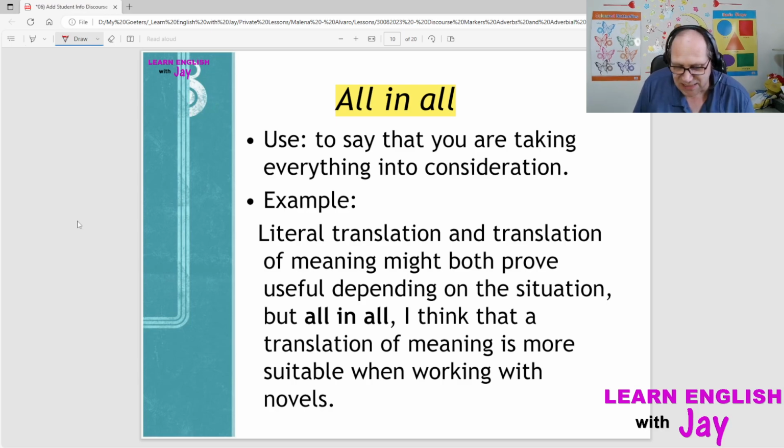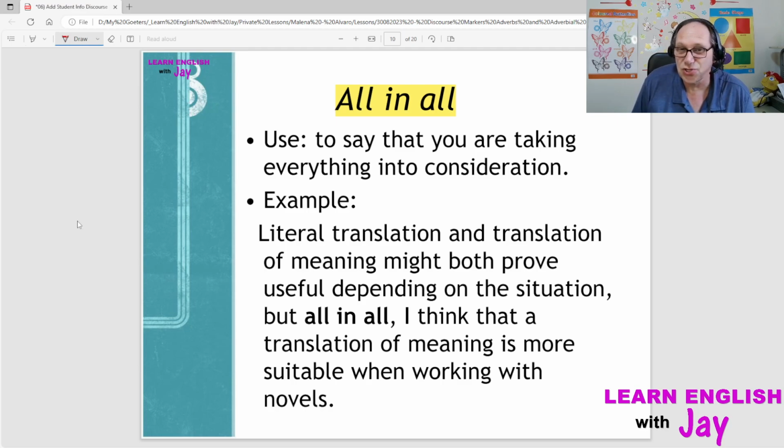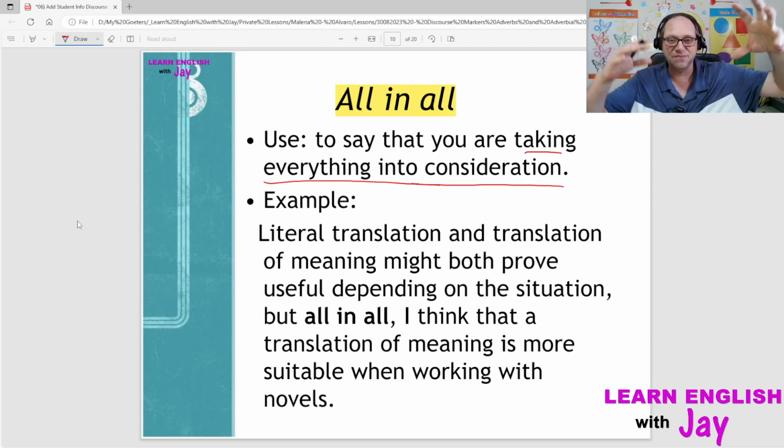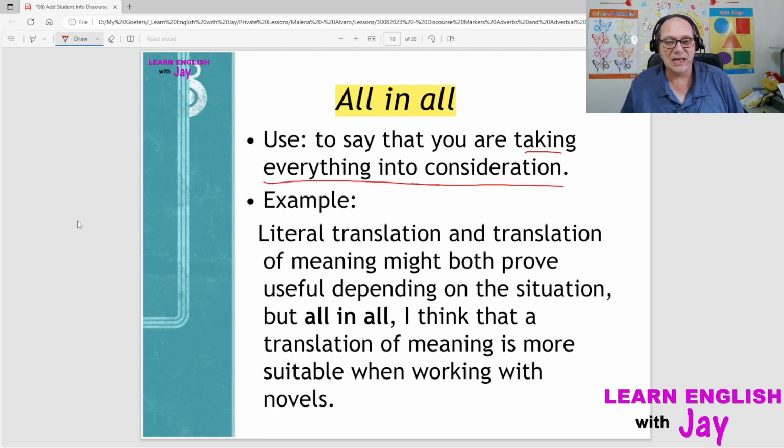So this is a nice conclusion as well, especially if you're talking about opinions, or you're talking about a specific matter, and you're saying both positive and negative parts of this topic, and you can say, all in all, I think this.